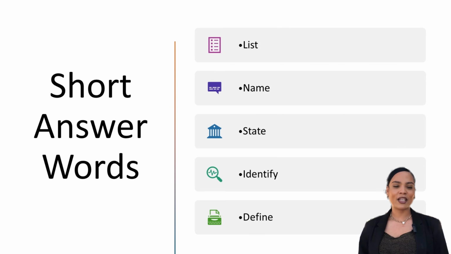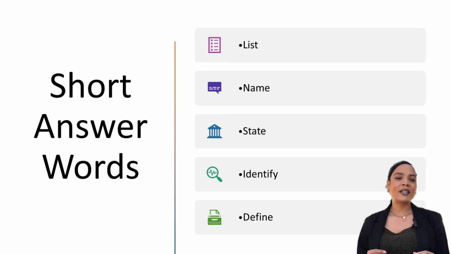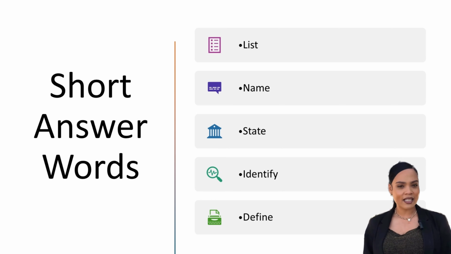Name. When it says name, this means write the word only. This is what is required from you. Give the name and stop there. No definition. State. When it says state, this means be brief and direct. This is what is required from you. One clear sentence. No extra story.